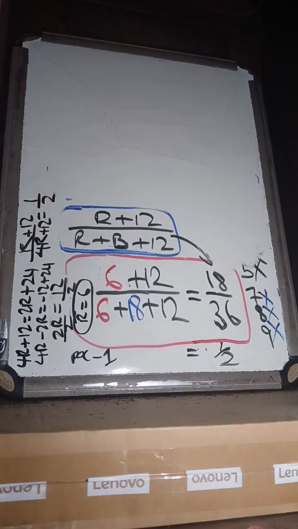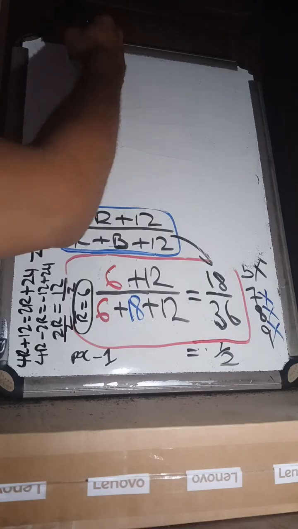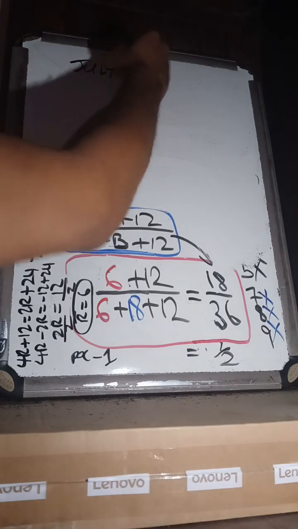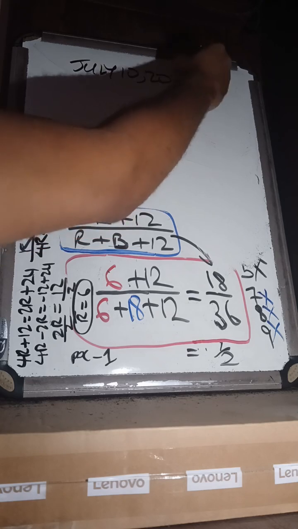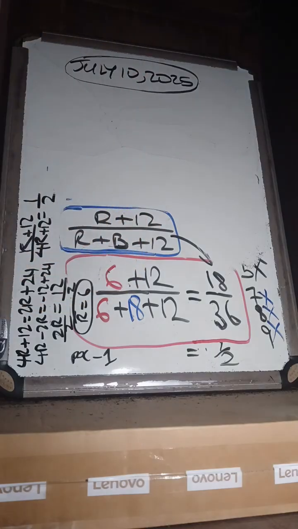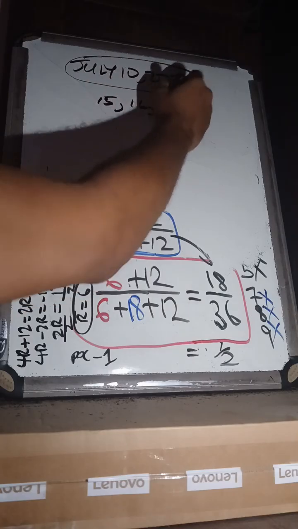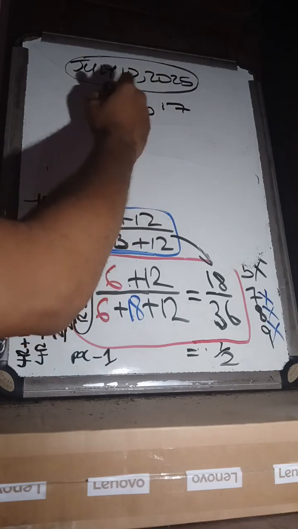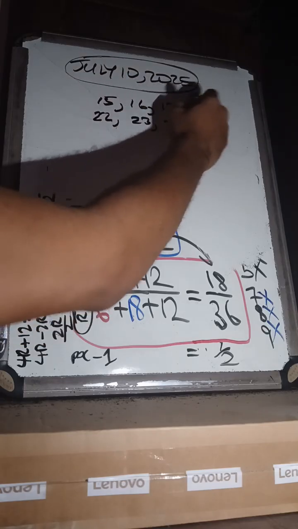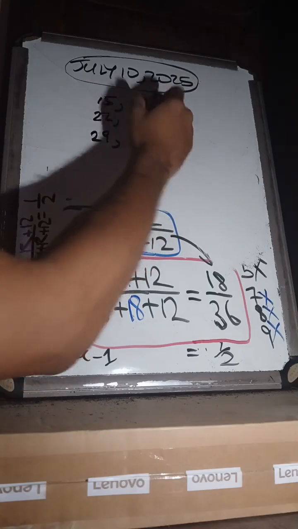So let's look at today's date again. Okay, today, right? Let's stay consistent. So next week will be 15, 16, 17, and then 22, 23, 24, and then 29, 30.